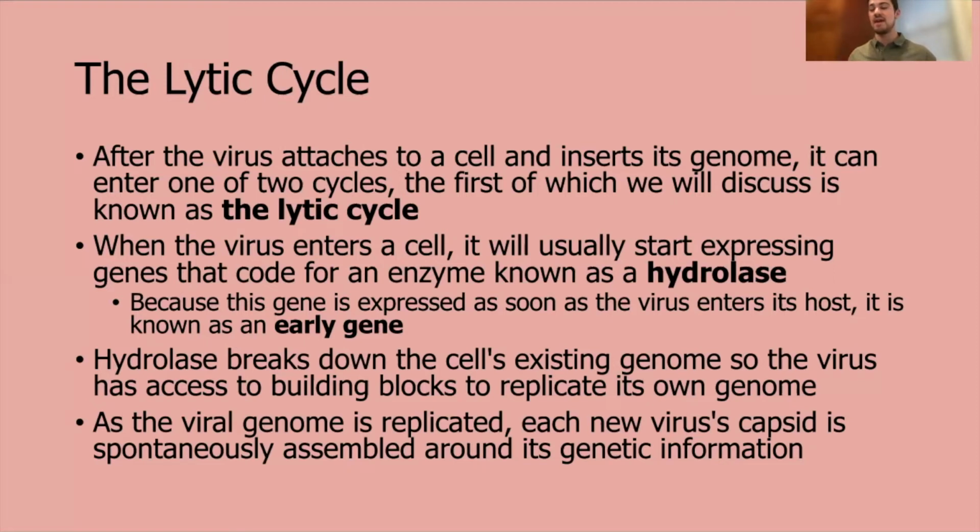We have that DNA, it turns into mRNA, and then these bacteriophages are going to use the host bacteria cell's own replication machinery, the ribosomes, to start making its own proteins. As these capsid proteins and all these structural proteins that make up the bacteriophage are created, they spontaneously assemble around the genetic information, and it produces a bunch of copies of that original bacteriophage.